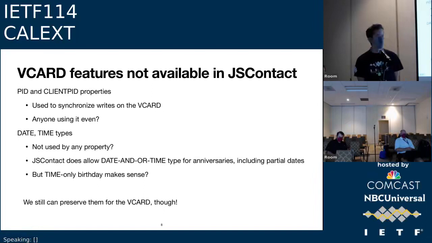And as I said, all this is just the discussion of where to provide standard properties in JS contact. We can preserve all of this from a vCard when we map it to JS contact. All right. Any further input on JS contact? Otherwise, I would continue with JS calendar.